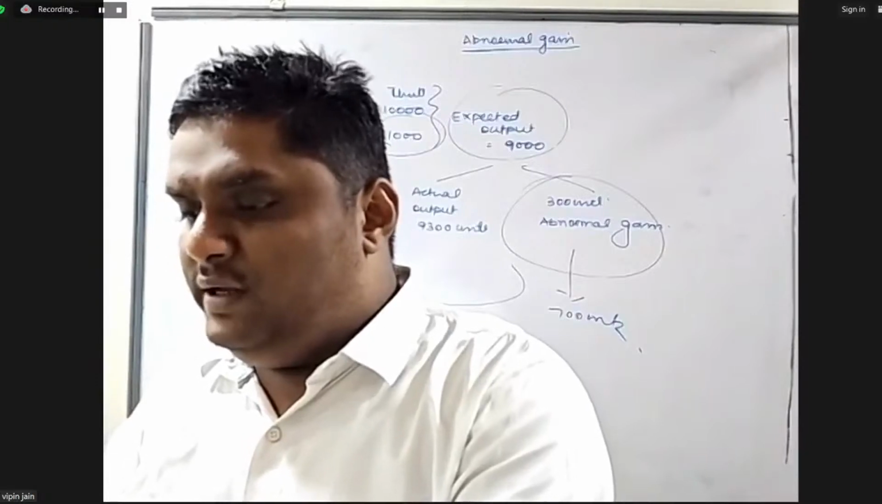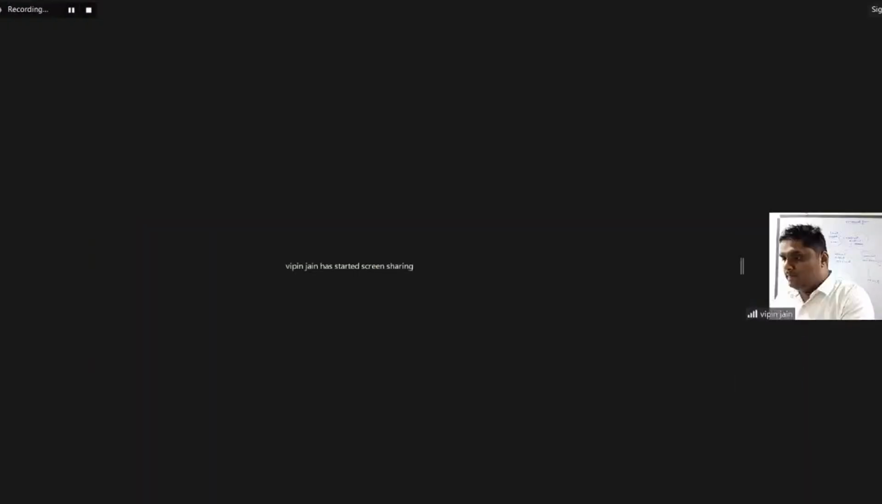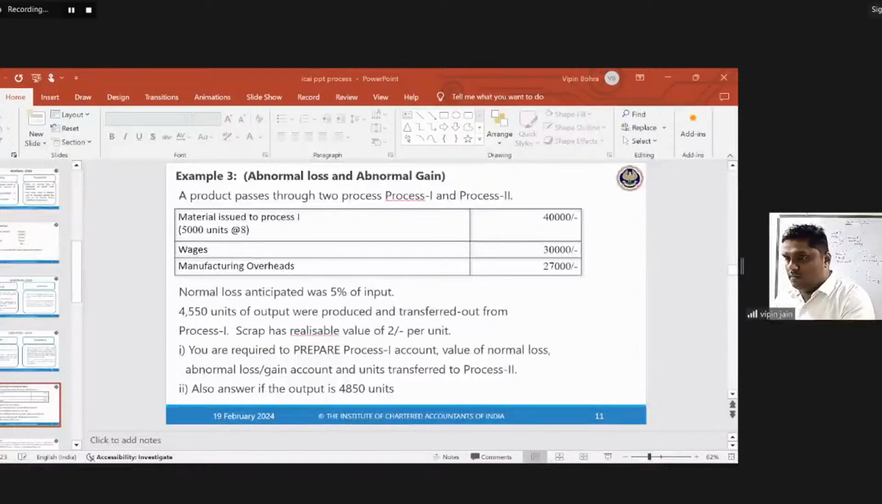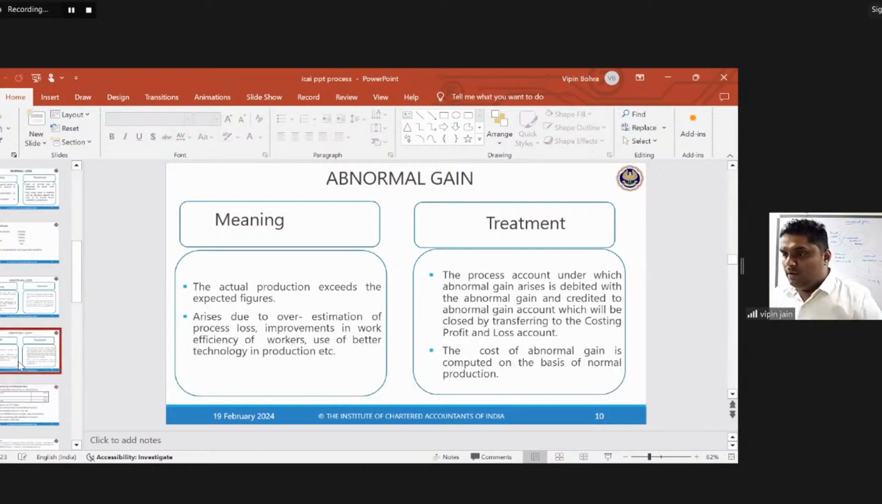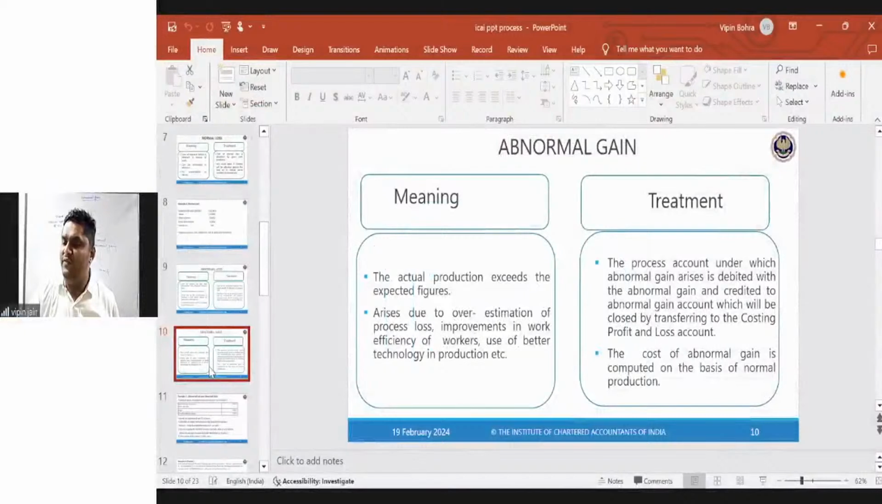So sharing the screen for your reference. When talking about abnormal gain, the meaning is that when the actual production exceeds the expected figures, it is abnormal gain. It arises due to overestimation of process loss, we can say overestimation of normal loss, or improvement in the work efficiency of worker, or use of better technology in production, etc. When talking about the treatment, it will be shown in debit side of process account, and thereafter it is transferred to costing P&L.